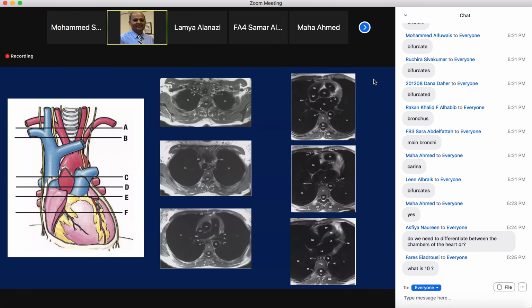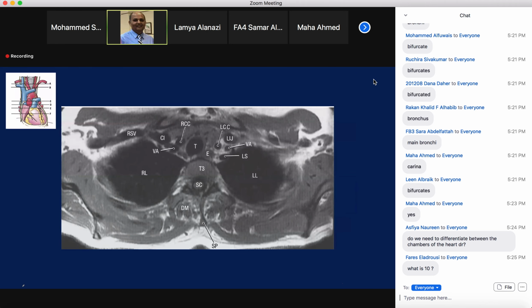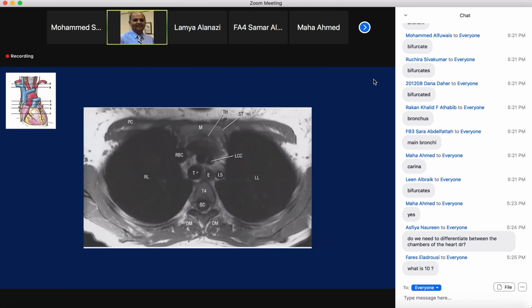So now we took a heart and we sectioned it at levels A, B, C, D, E, F. Guys, I share this with you. You already have it. And these are the different sections. I can show you how we can see these sections. So this is level A. We can see the lung is visible, the trachea is visible. Are we good?